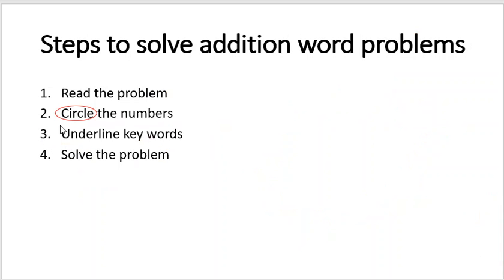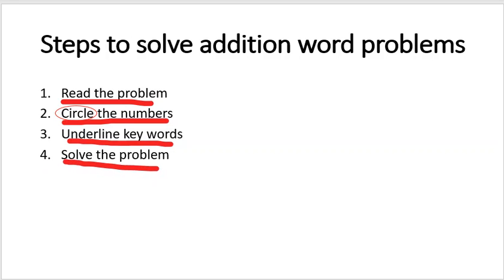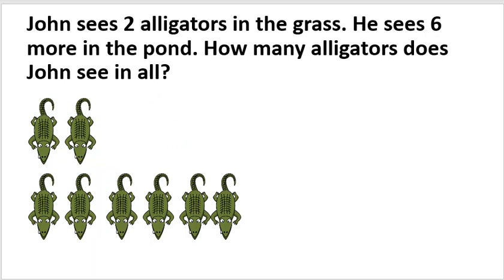Now, when you have a word problem, you have to solve the problem by following steps. The first step is to read the problem. Maybe you want to read it twice just to make sure that you understand the problem. Then you want to circle the numbers that you see in the problem. And then you want to underline keywords. Those are the words that we just talked about, like join, how many in all. And then the last step is to solve the problem. So now we're going to solve some problems together and I'm going to read them to you and we're going to work them out. Okay.